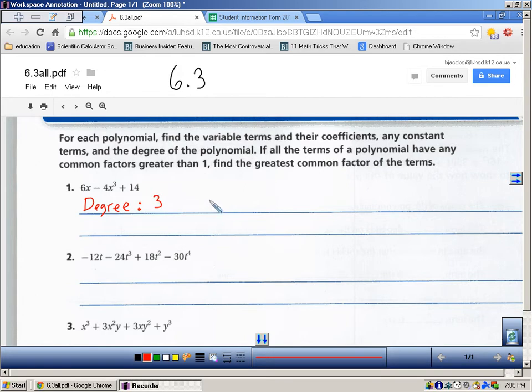The variable terms are 6x and negative 4x to the third. And then, of course, we have something called the coefficients. And so the coefficients, I'm just going to highlight. Okay, guys, the coefficients are 6 and negative 4. Then it says identify the constant. Okay, the constant would be number 14.